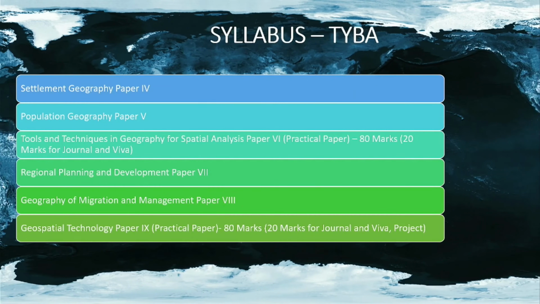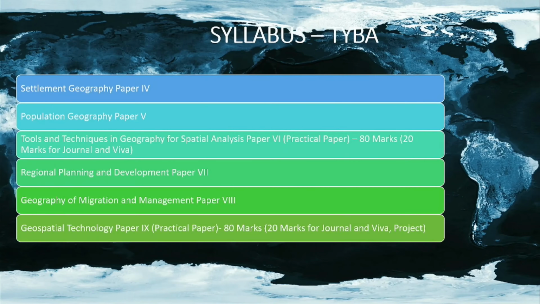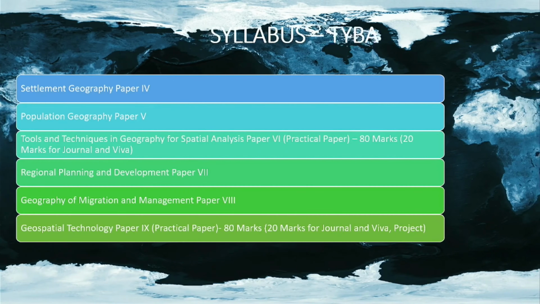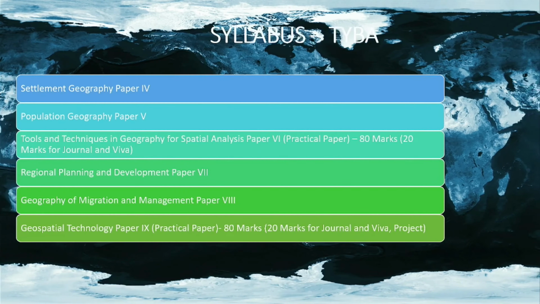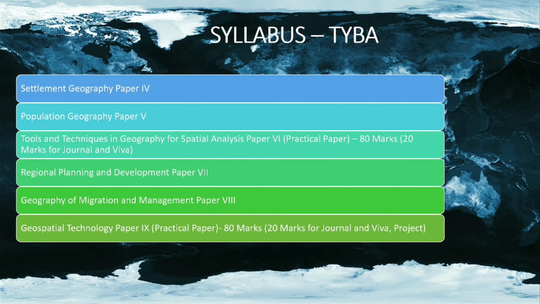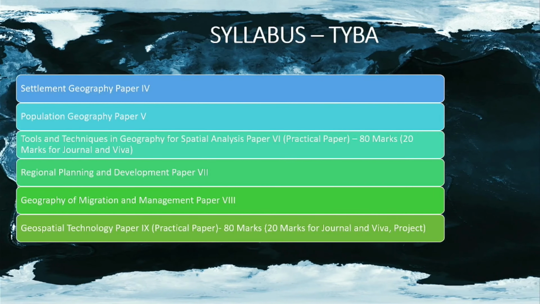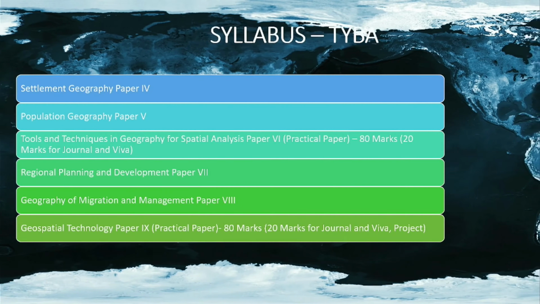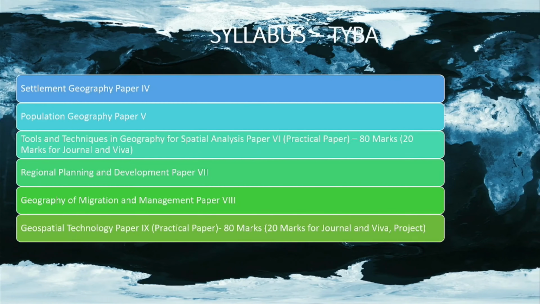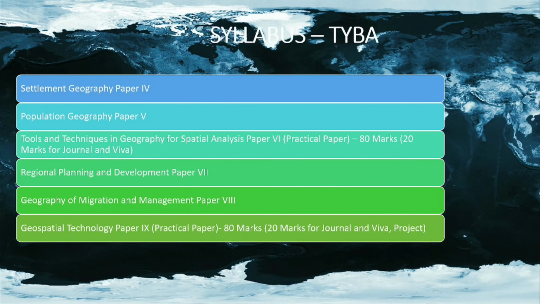So now moving ahead with the last year of TYBA, which will help you in completion of BA in Geography. Dear learners, in semester 5 and semester 6, some students have taken Geography as a major subject with 6 papers in Geography, while some students have opted for 3 papers. The distribution for 6 papers of Geography for Sem 5 is Settlement Geography, paper number 4, Population Geography, paper number 5, Tools and Techniques in Geography for Special Analysis, paper number 6, that is for 80 marks and 20 marks internal for journal and viva.